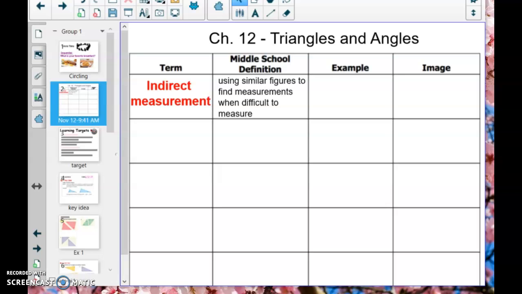If you could get out your vocabulary packet, we just have one vocabulary word for you to add today, and that is indirect measurement. It is using similar figures to find measurements when a measure is difficult to measure. We kind of did this a little bit last chapter when we were talking about similar figures, but we're going to do a little bit more of it today.